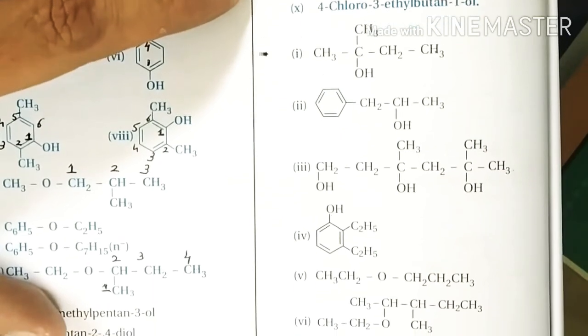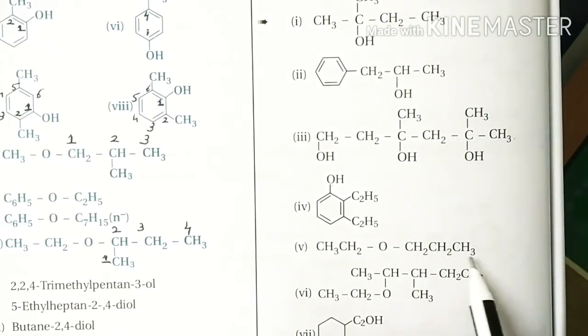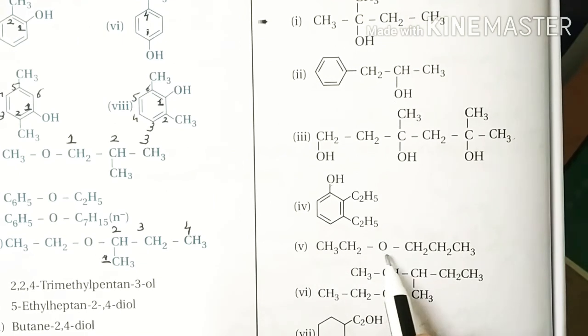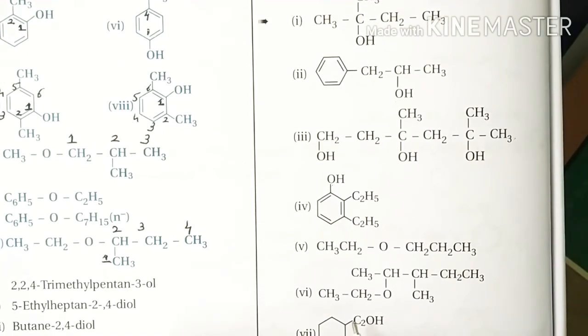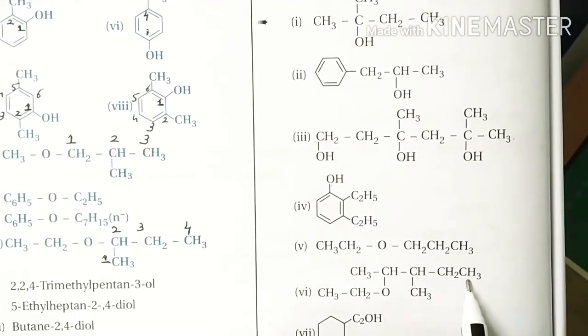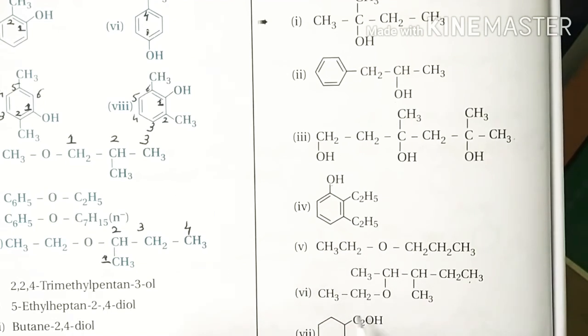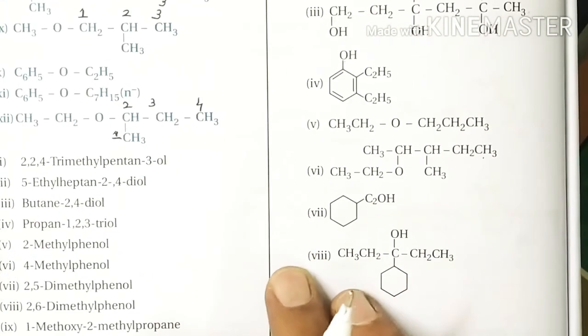Then 1-ethoxypropane. What is the meaning of 1-ethoxypropane? First we have to draw the propane and 1-ethoxy, so CH3CH2O, CH2CH2CH3. Next, 2-ethoxy-3-methylpentane. First we have to draw the structure of pentane, so 1, 2, 3, 4, 5, pentane. Then they've given a 2-ethoxy, so 2-ethoxy means CH3CH2O at position 2, and 3-methyl. Next structure is like that.